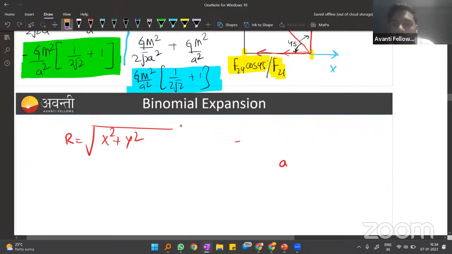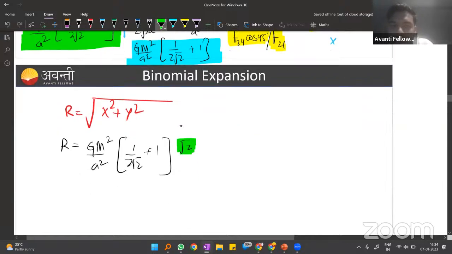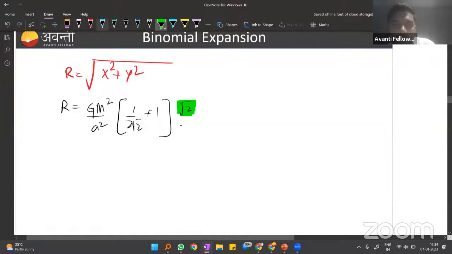So let's use this trick for our question here. R is equal to, what is the value? GM square by a square and bracket 1 by 2 root 2 plus 1, right? This is the common value and you just have to multiply it with root 2. Is the trick clear? Okay. So what will we get? R is equal to, just multiply root 2 inside, GM square by a square and 1 by 2 plus root 2. So this is our final result.